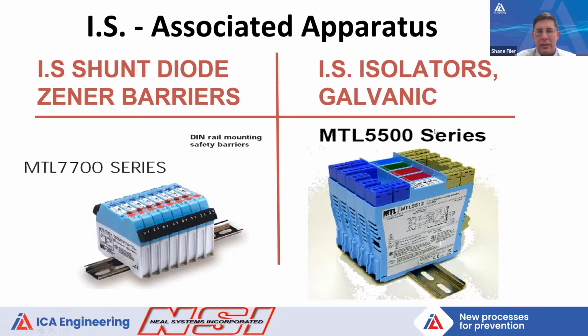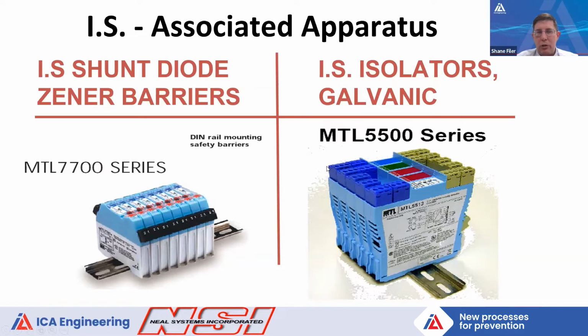The galvanic isolator, on the other hand, there's no need for that intrinsically safe ground. It specifically creates essentially an air barrier because it's almost like a transformer where it's creating an actual separation with a galvanic isolation between the hazardous area and the safe area. So 2 different methods to do it.